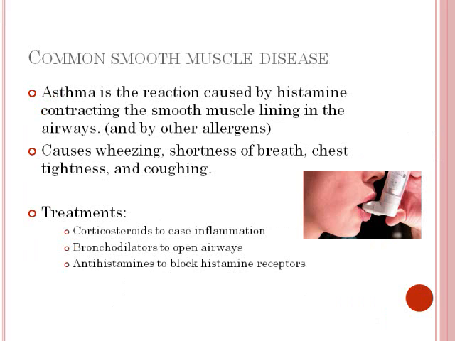Common smooth muscle diseases: Asthma is a reaction caused by histamine contracting the smooth muscles lining in the airways and by other allergens, causing wheezing, shortness of breath, chest tightness, and coughing. Treatments include corticosteroids to ease inflammation, bronchodilators to open airways, and antihistamines to block histamine receptors. Because smooth muscles are found in the digestive system, many of the stomach-related pains and diseases pertain to the problem of smooth muscles. An example can be abdominal migraine.